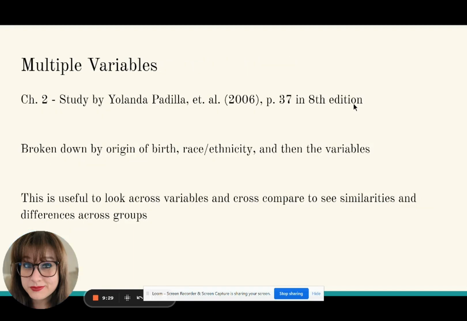As an example, if you look on page 37 in the 8th edition, there's a study by Yolanda Padilla and a team of researchers. On the top part, going horizontally across, it's broken down by origin of birth, so outside of the US or the US, and race and ethnicity. On the left-hand side, there are variables. So you can do a cross comparison of different variables as they overlap with different origins of birth and race and ethnicity. You'll be doing something similar, but we're going to tackle that next week.